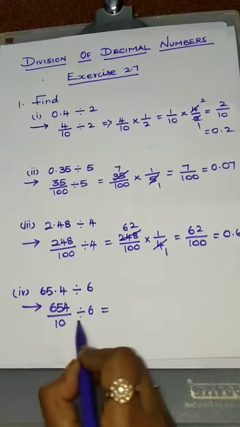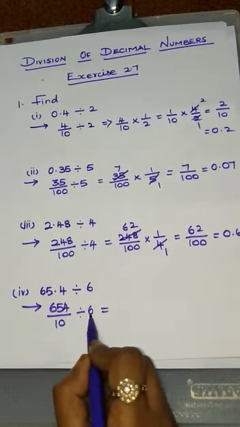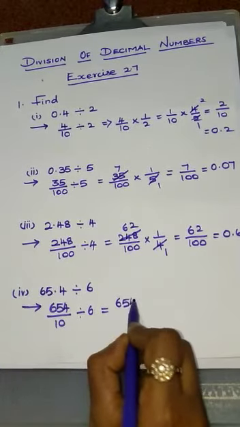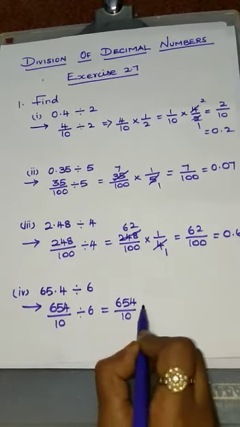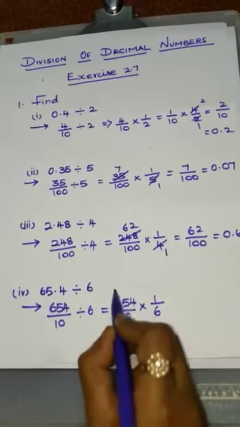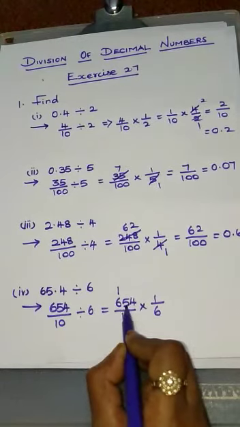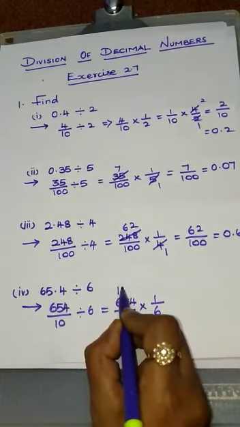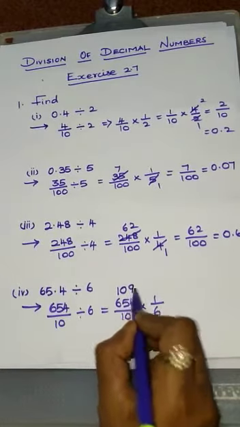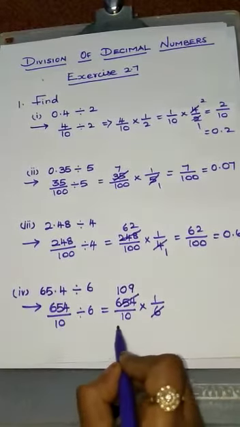How can we write? We are going to multiply the values now. We need the reciprocal of 6. So 654 by 10 into 1 by 6. Now cancel the values. Okay. 6 ones are 6. We can't divide the value 5, no. So we have to add a 0. Take the value 54. 6 nines are 54. So cancel these values.